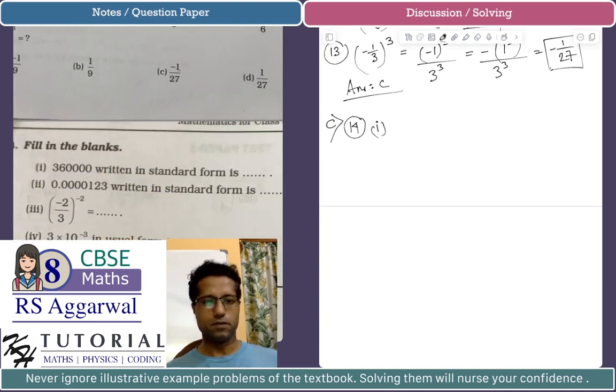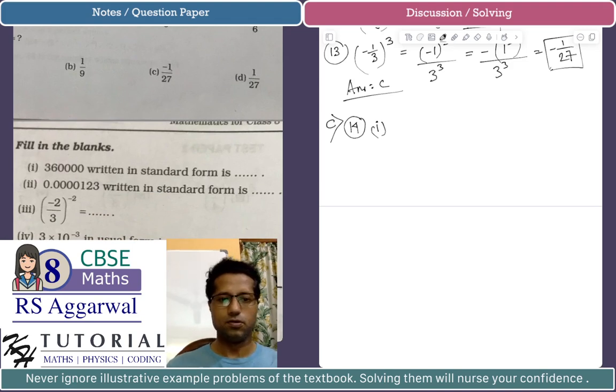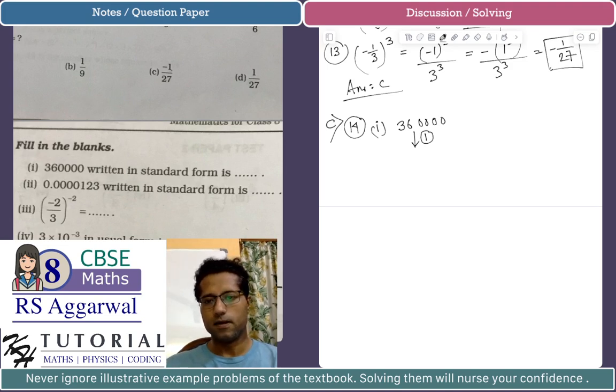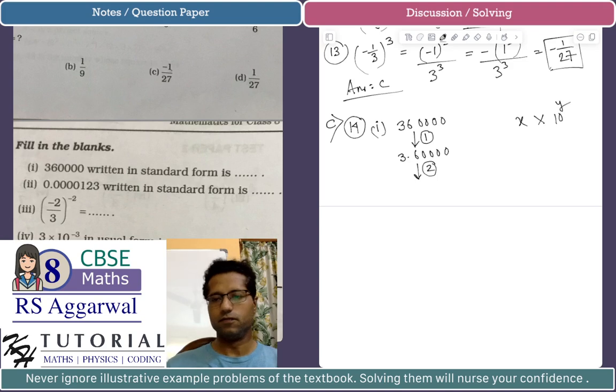The first part is: 36000 written in standard form is... So we have to convert 36000 into standard form. This is a relatively large number. So how do we do it? In step 1, we put a decimal point after the leftmost digit in the given number. It becomes 3.6000. In step 2, we need to find y. The ultimate standard form will be x multiplied by 10 to the power y. So we need to find x and y from the given large number.